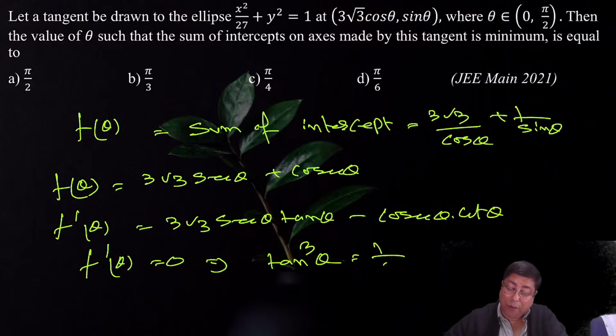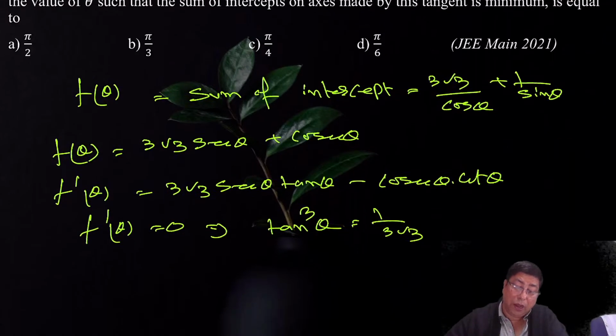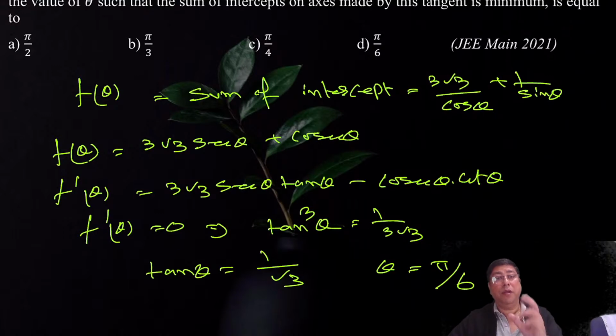Tan cube theta equal to 1 by 3 root 3. So we can write this as tan theta equal to 1 by root 3. So theta equal to pi by 6. Not required to check the double derivative. If you think, you can check after the examination. In the examination, if you check, then your time will go. So better you check after examination. Okay, ready? So let us get the next one.